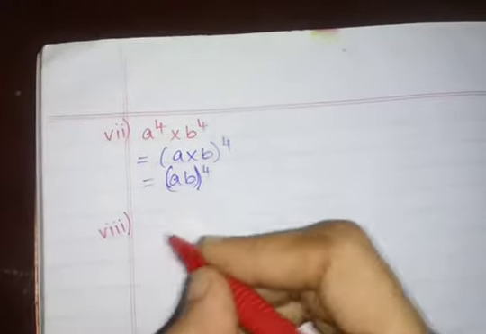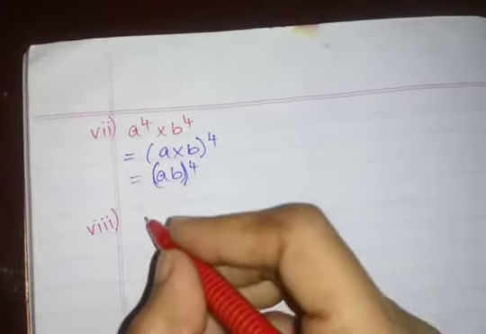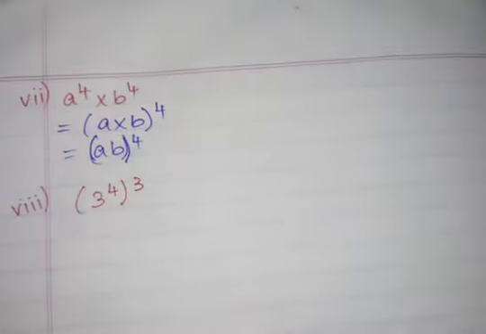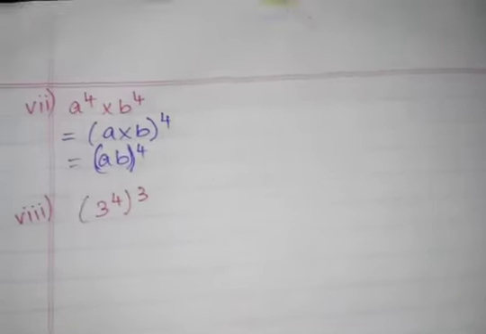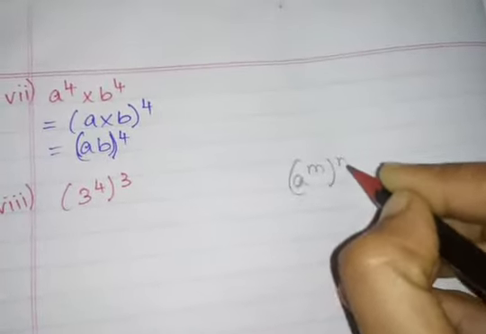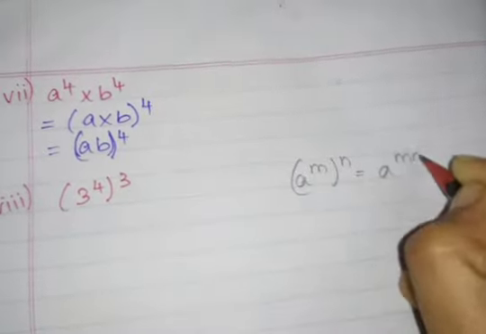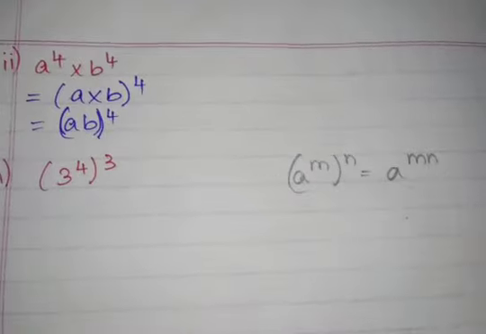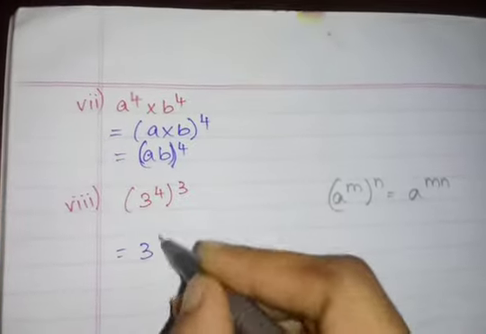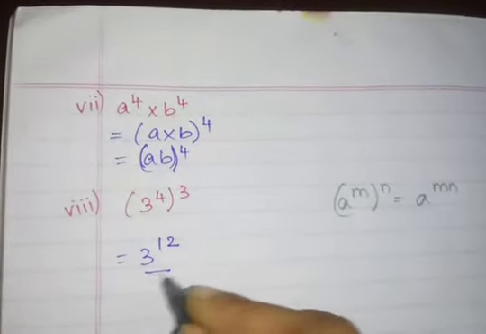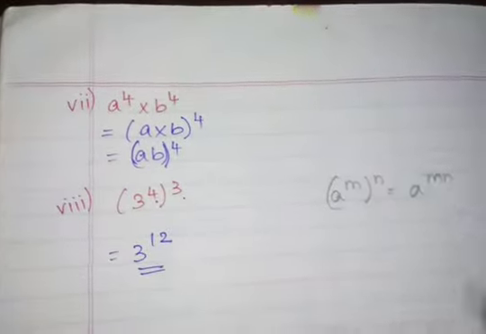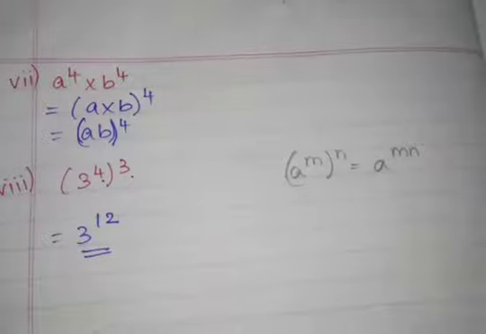8th subdivision, 3 power 4 the whole cube. This looks like what method, children? a power m the whole power n. So a power mn. a power m the whole power n means a power mn. So 3 power 4 3s are 12. I am multiplying 4 and 3. So 4 3s are 12. Okay, next.